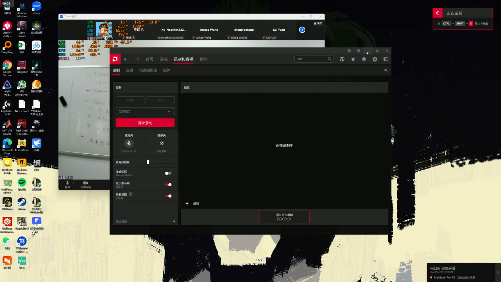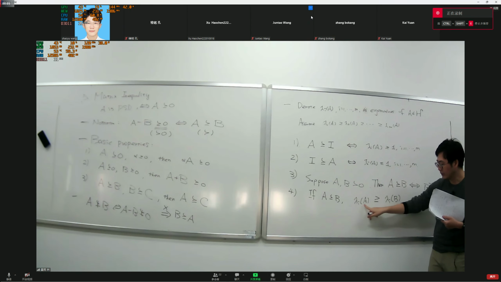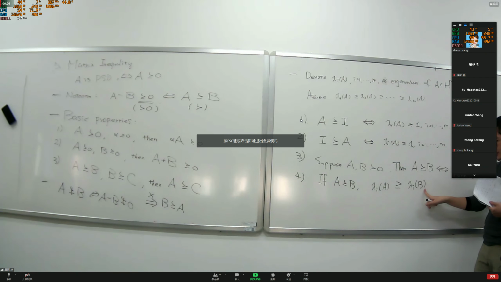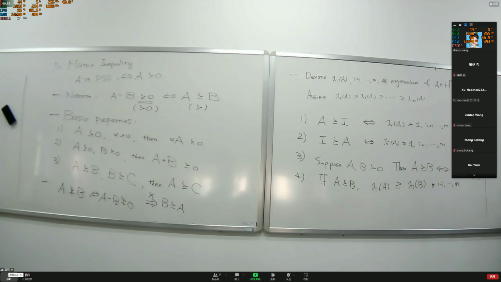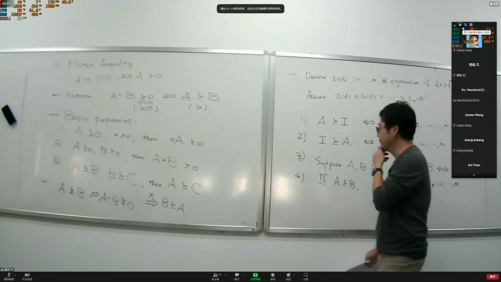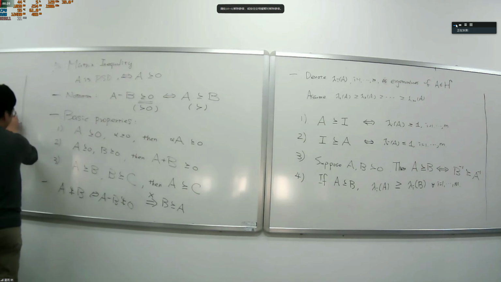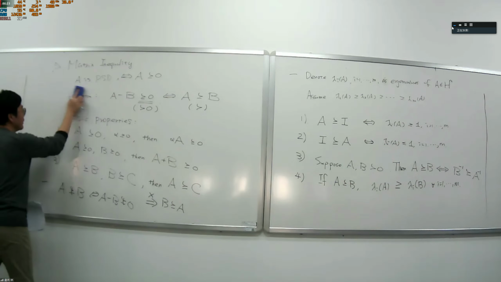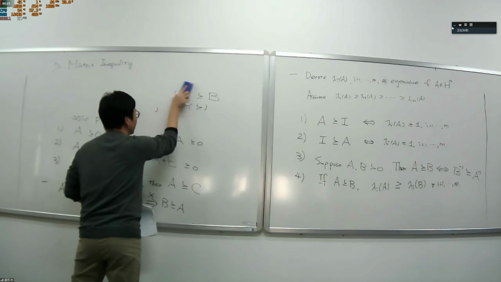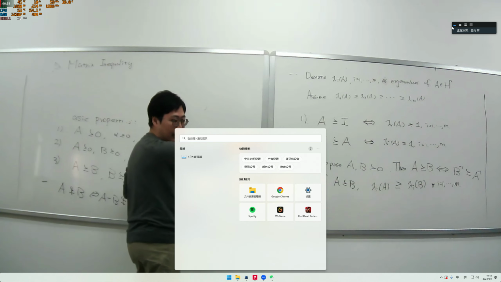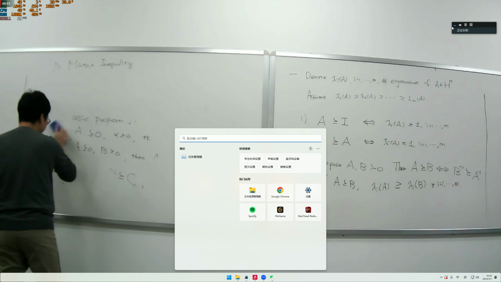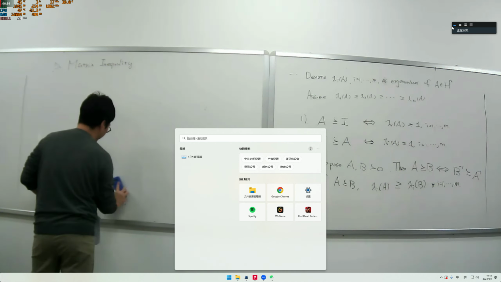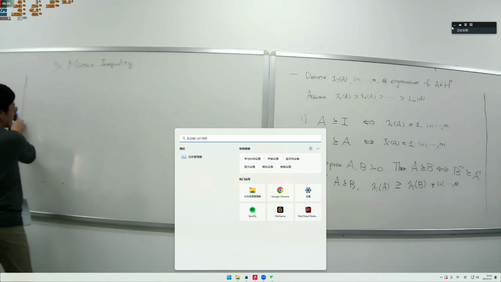than the largest eigenvalue of B. Even the smallest eigenvalue of A will be no less than the smallest eigenvalue of B. Okay. So this is the fold property. Any questions in understanding this statement?